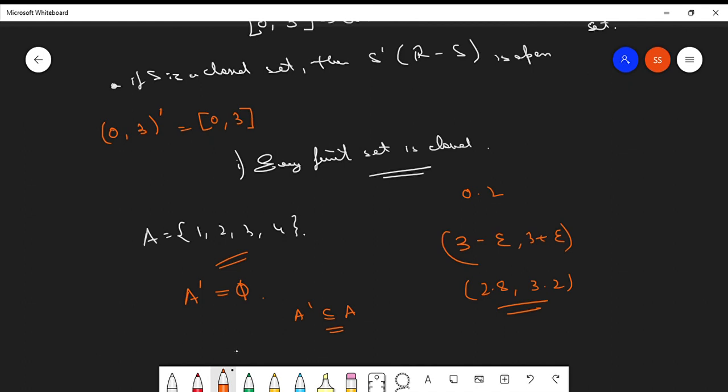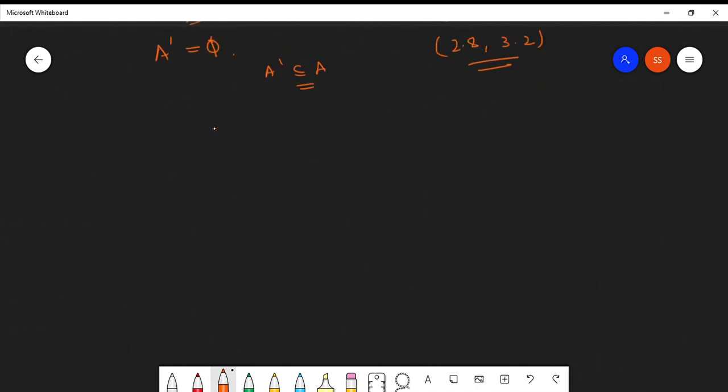Clear? Similarly, natural numbers and integers are all closed. Though natural numbers are not finite sets, they are still closed. Because if you take epsilon to be very small, then you will have no elements common between the natural numbers and that particular neighborhood, right? Are you getting my point?